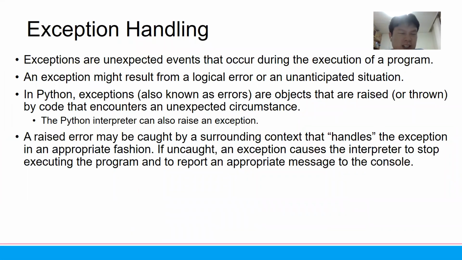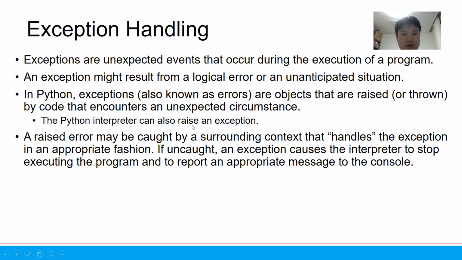Exception handling. This is also another thing that you need to understand. Exceptions mean unexpected events that occur during the execution of a program. An exception might result from a logical error or an unanticipated situation. So in Python, exceptions, also known as errors, are objects that are raised or thrown by code that encounters unexpected circumstances.